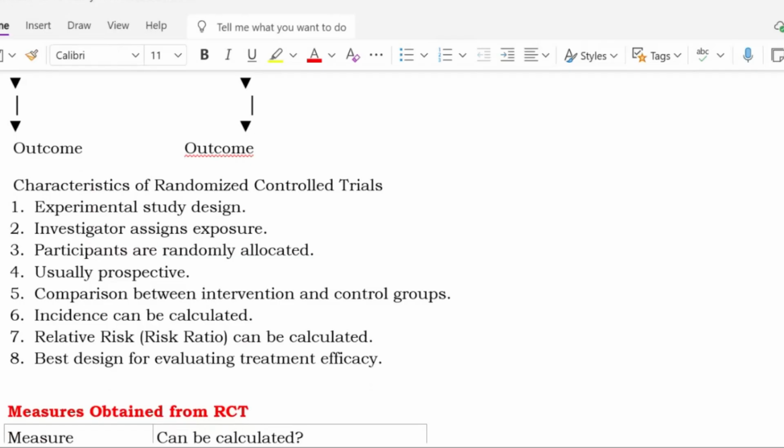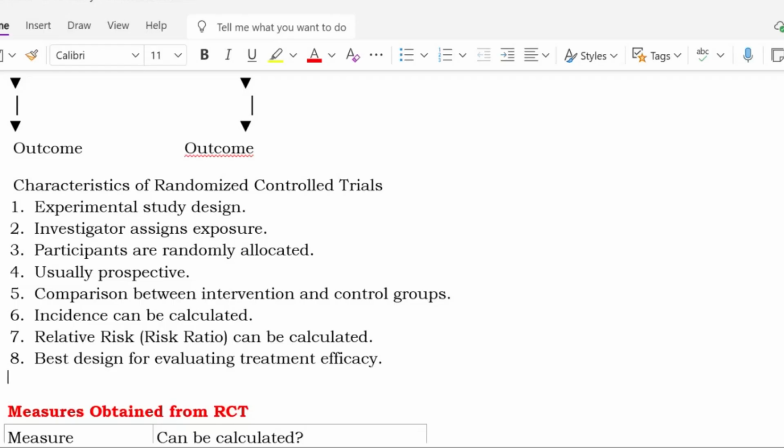The investigator will assign the exposure. Participants are randomly allocated, usually prospectively. There is a comparison between the intervention and control groups. Incidence can be calculated. Relative risk or risk ratio can be calculated. And it is a base design for evaluating treatment efficacy.